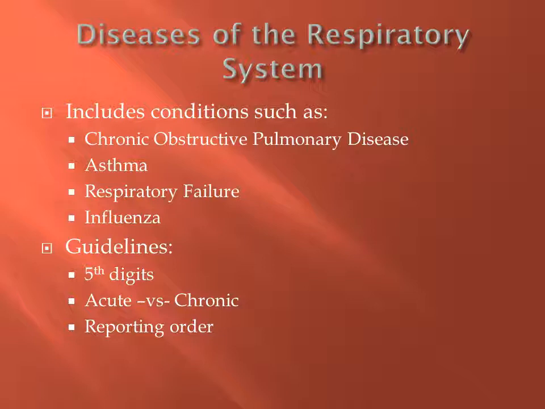Diseases of the respiratory system. This includes conditions such as chronic obstructive pulmonary disease, asthma, respiratory failure, influenza, and the guidelines include how to code with the fifth digit, acute versus chronic, and the reporting order.